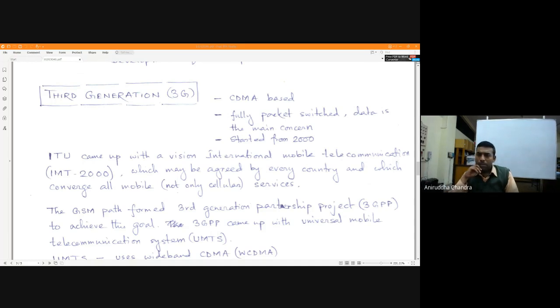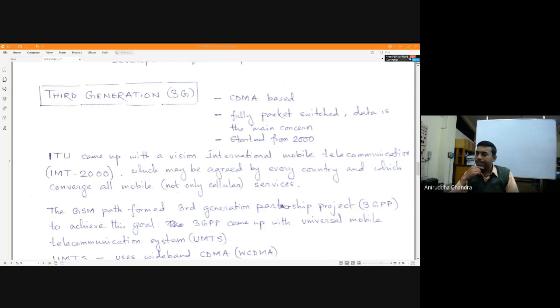But from the start of the 2000s onwards, people wanted more and more data services. So from 3G onwards, people were only asking how much data speed we can get from a mobile phone. That was the major thing that happened in 3G.